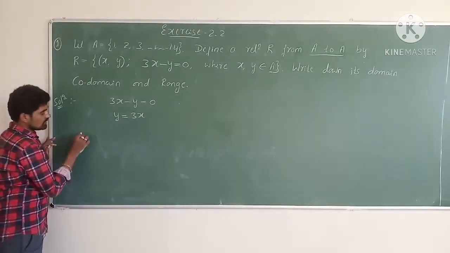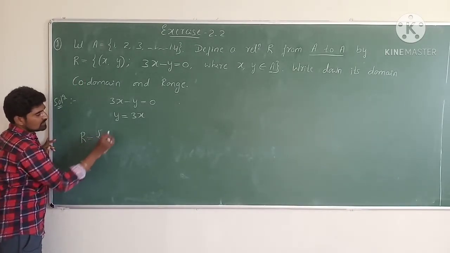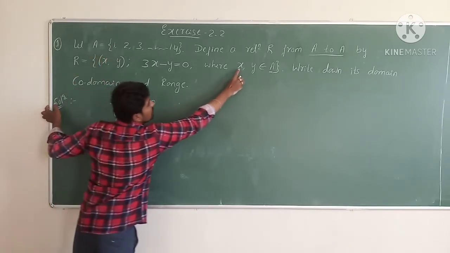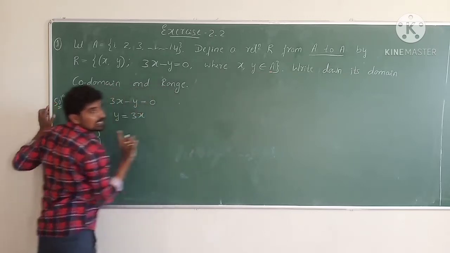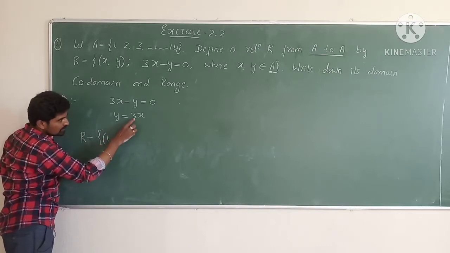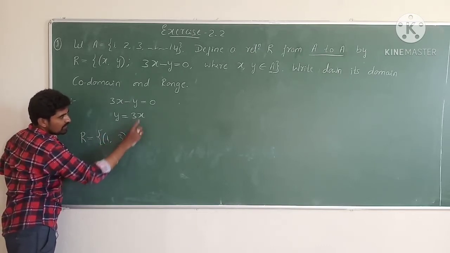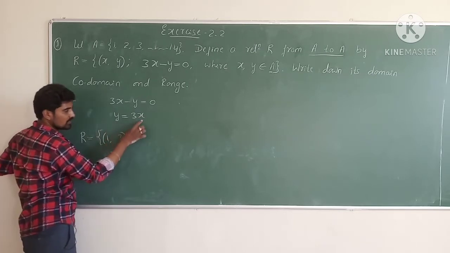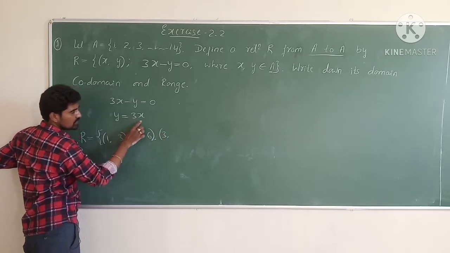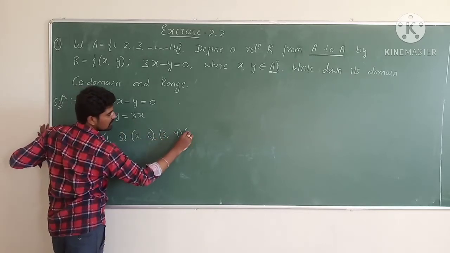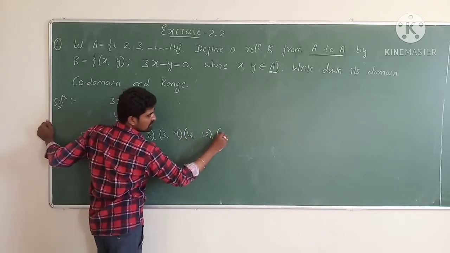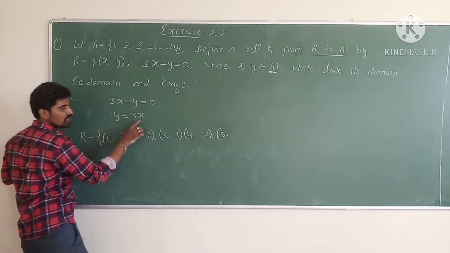Now the relation R is equal to, when the value of x is equal to 1, because both x and y must be present in the set A. So when x is equal to 1, the value of y, 3 into 1, is 3. When x is equal to 2, the value of y is 3 into 2, 6. When x is equal to 3, the value of y is 3 into 3, 9. When x is equal to 4, the value of y, 3 into 4, is 12. When x is equal to 5, the value of y is 3 into 5, is 15.